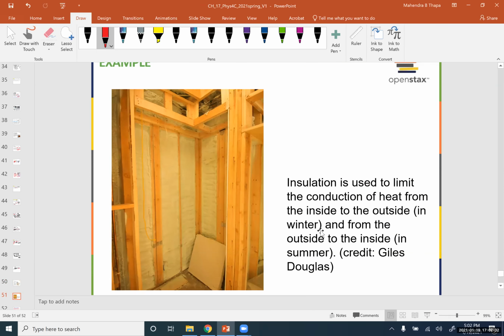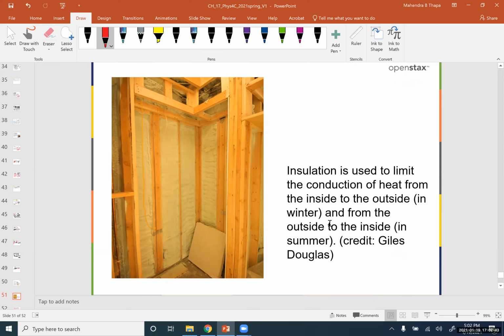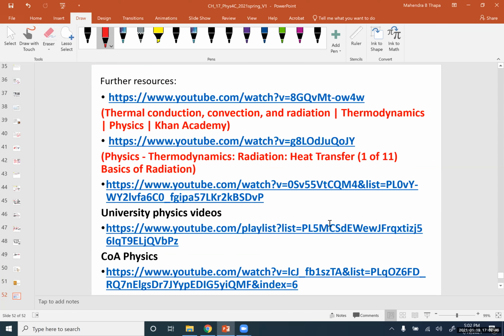And another example is how insulation helps us to maintain the temperature. You can find tons of examples of conduction, convection, and radiation, and these are further resources. If you want to know more, the one marked red is more important for understanding the concepts. You can also watch other resources, for example University Physics videos that some people have posted on YouTube. I just give you the link. A lot of videos are here.